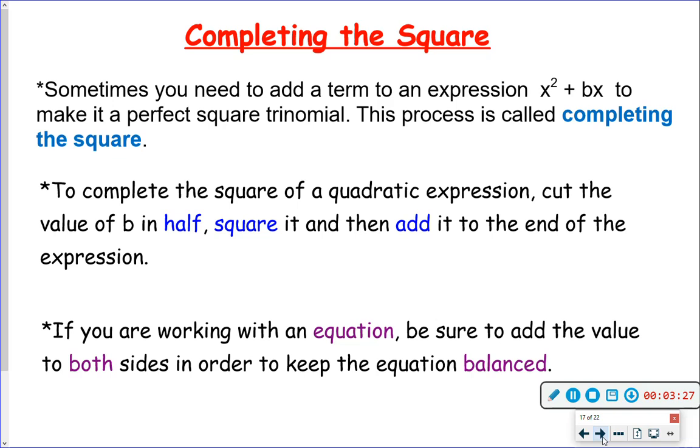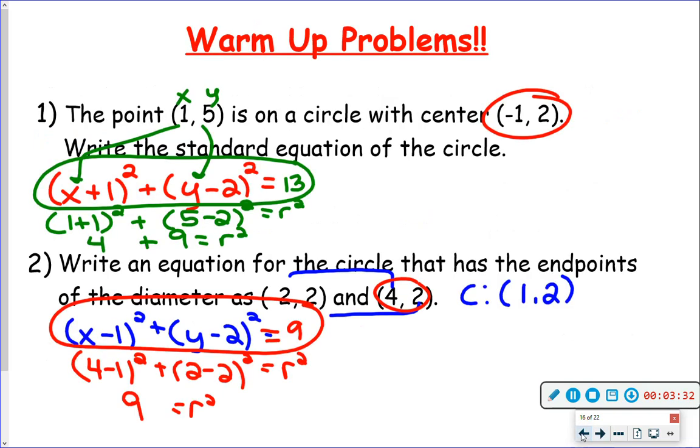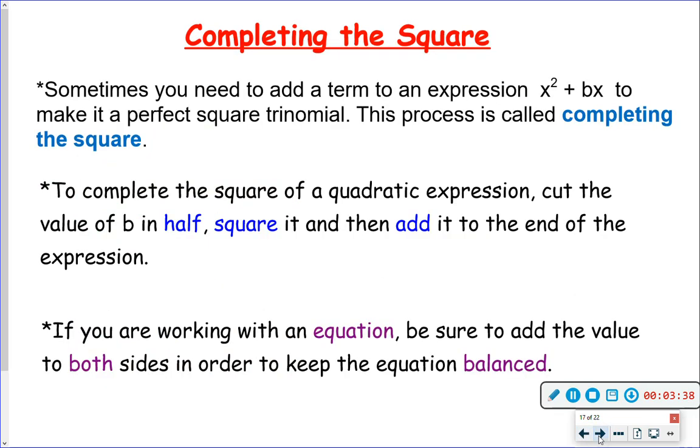So sometimes we have to add a term. I'm going to add a term on here to my expression to complete the square, so I can make it into something like x minus 1 squared or y minus 2 squared. So to complete the square, we're going to cut the value of b in half. We're going to square it. We're going to add it to the end of the expression. So I see you guys filling in the blanks. Good deal. If you're working with an equation, we're going to add it to both sides to make sure it's balanced.